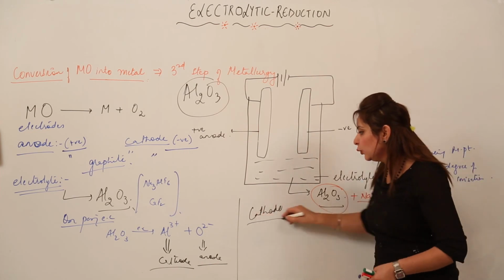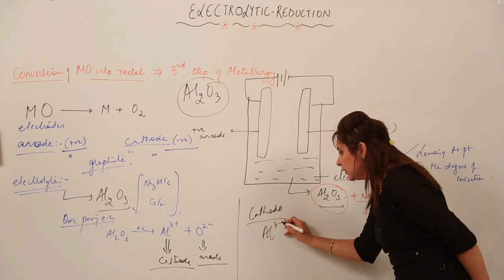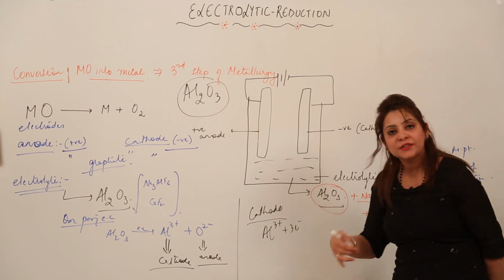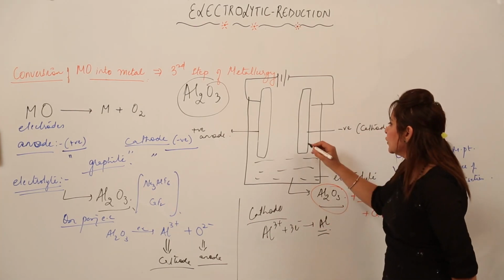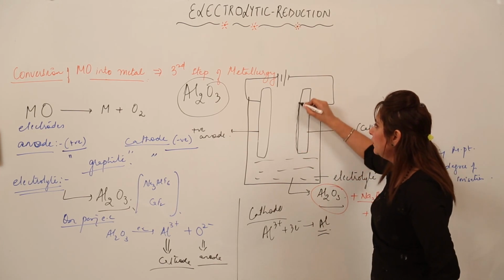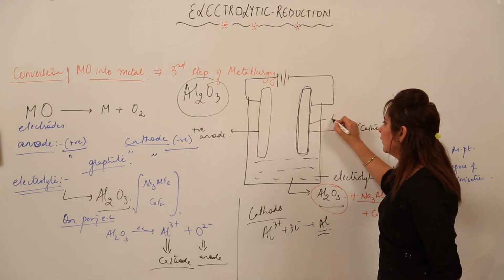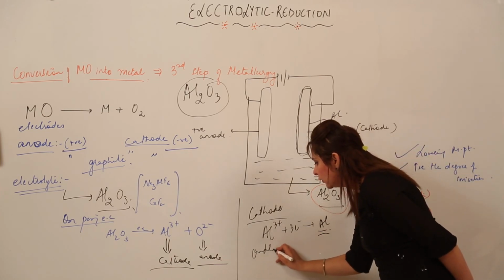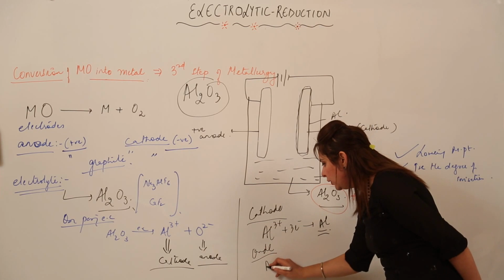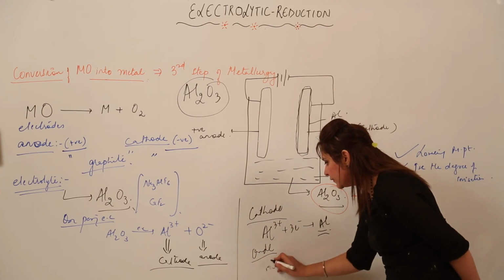So again at the cathode, what is going to happen? The Al3+ is going to accept its 3 electrons back and form pure aluminium, right. So that means this electrode will be coated with pure aluminium, right. And what is going to happen at the anode? Which ion went to the anode? Obviously it was O2-.